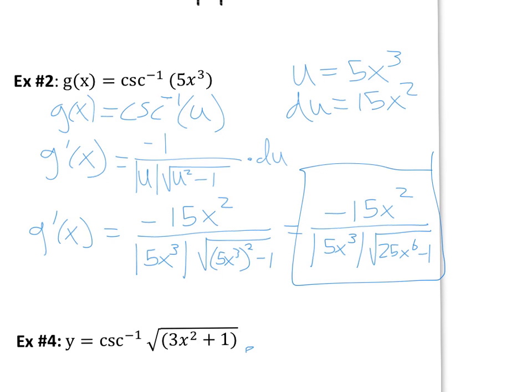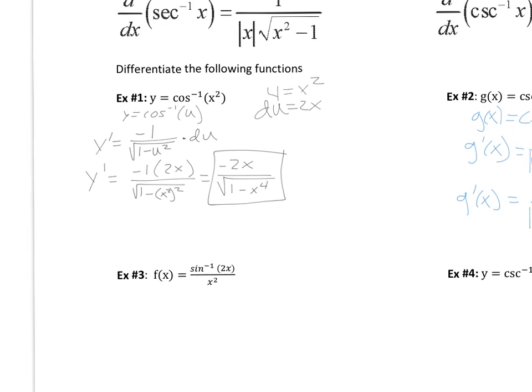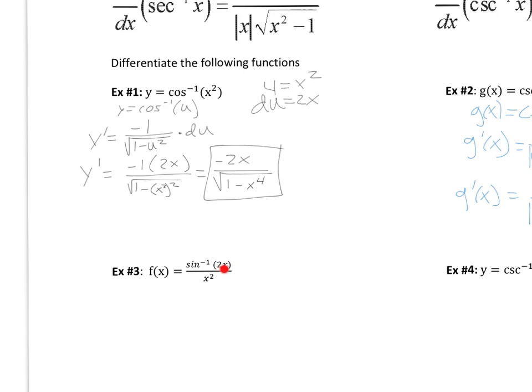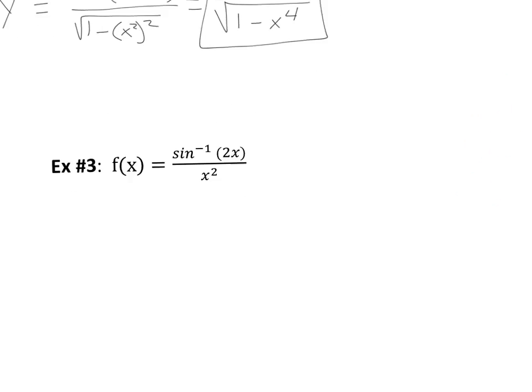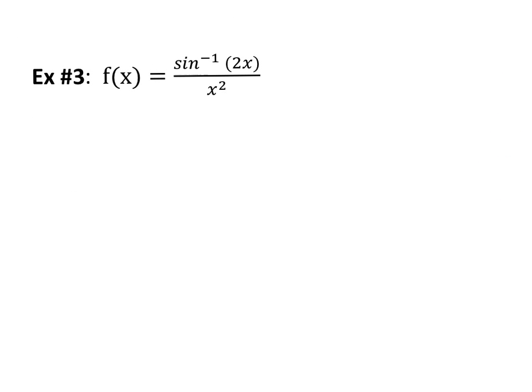Let's go on to the next one. Okay, now we're looking at what looks like a chain rule, because I have a 2x inside the arc sine here, and an x squared. So, let's go ahead and do this. But let's first start off by setting our u up. So, my u is 2x, and therefore my du is just 2.